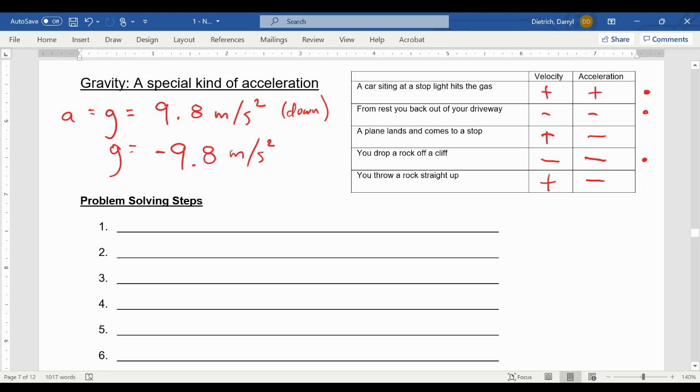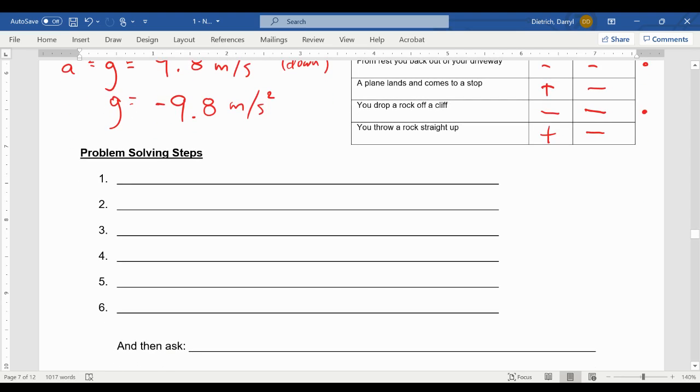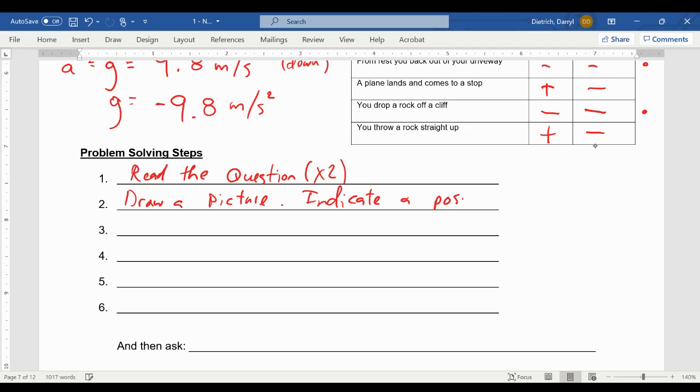Okay, I want to talk about and just formalize some problem-solving steps in physics. Number one is we're going to read the question, and I'm even going to put on here, let's do that a couple times, because it's key that we read and understand what's going on with a question. Okay, next, really big fan of diagrams. So we'll draw a picture. Okay, and we'll also indicate a positive direction. Positive direction. Okay, that's my short form for direction.